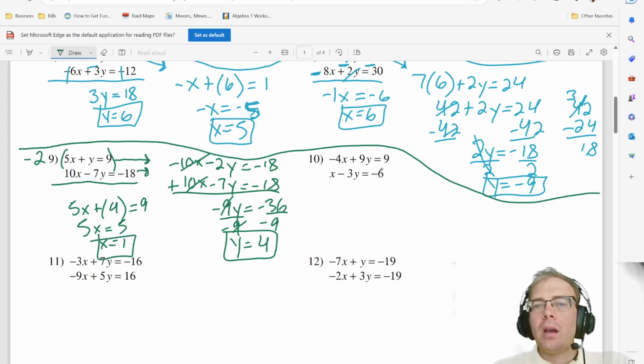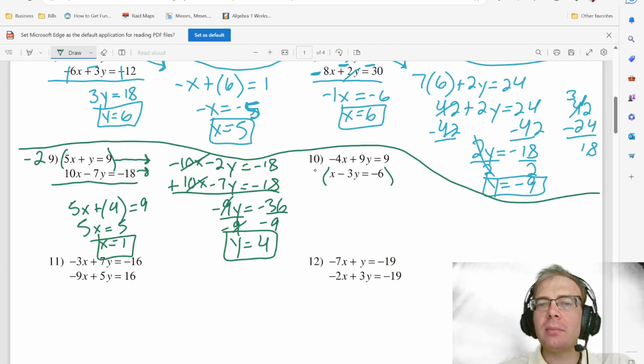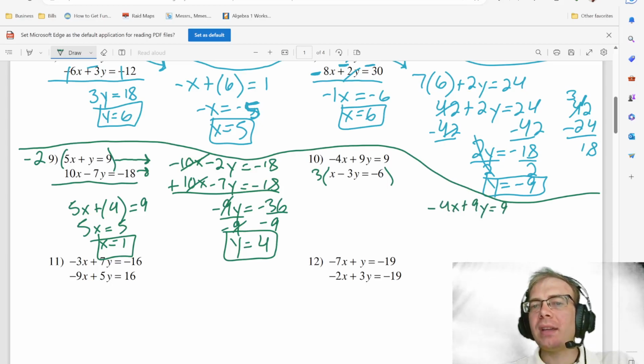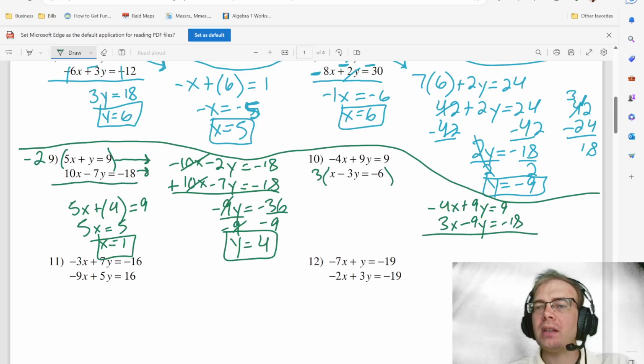Moving on. I could multiply by 3 and get the y's to cancel, or 4 and get the x's to cancel. 3 is smaller than 4, so I'm going to choose to multiply the second equation by 3. Okay, so then that's going to be negative 4x plus 9y equals 9. I'm keeping the first equation the same. I'm going to multiply the second equation by 3. 3 times x is 3x. 3 times 3 is 9, so that's minus 9y. 3 times 6 is 18, so that's negative 18. Right, that's going to be negative x. Y's cancel. 9 minus 18 is negative 9, so x is equal to 9.